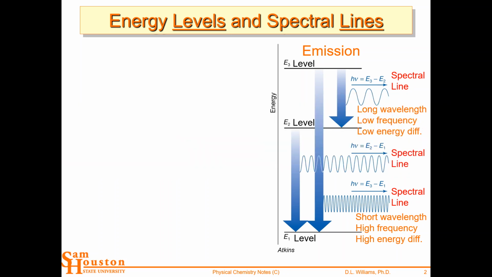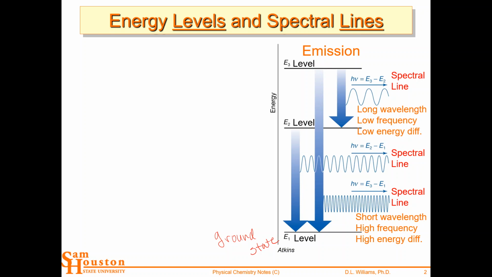Okay, so what we have here on the right is an energy level diagram with three levels. The lowest level is the ground state. And then we have two excited states. E2 is the first excited state, and E3 is the second excited state. And we have three emission transitions here. So transitions are jumps between quantum levels.